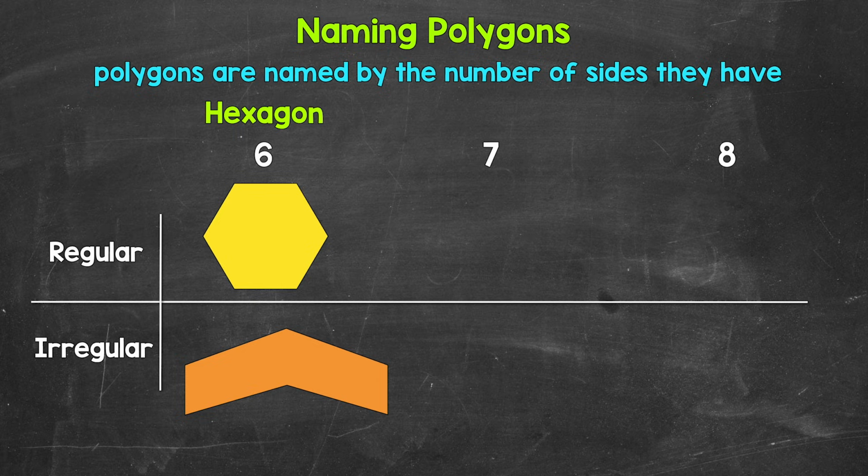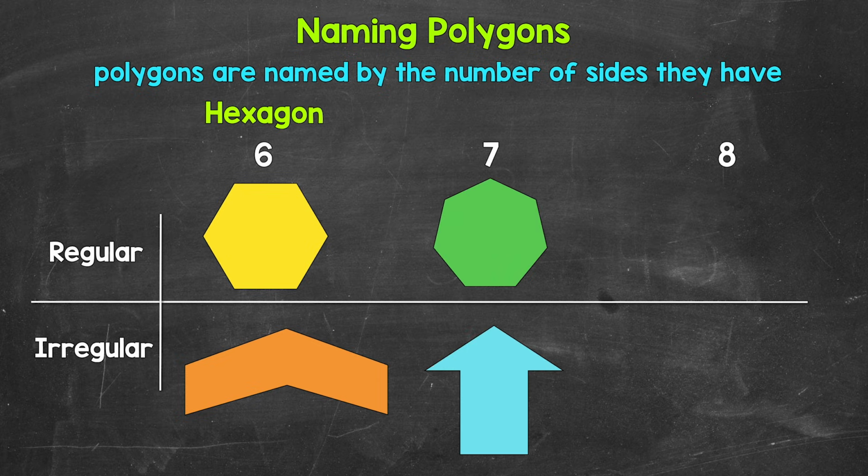Let's move on to 7 sides. A 7-sided polygon is called a heptagon. Now, our irregular example here is an interesting one, that arrow. But if you count the sides, you see we have a polygon with 7 sides. Now, I do want to mention, you may also hear septagon for a 7-sided polygon. So both heptagon and septagon mean a 7-sided polygon.